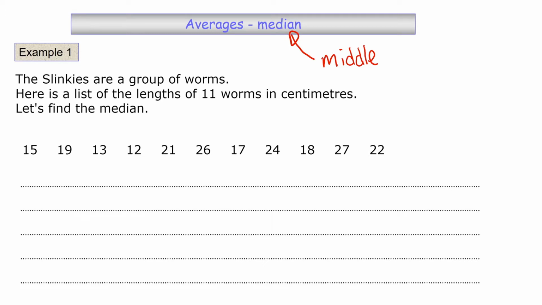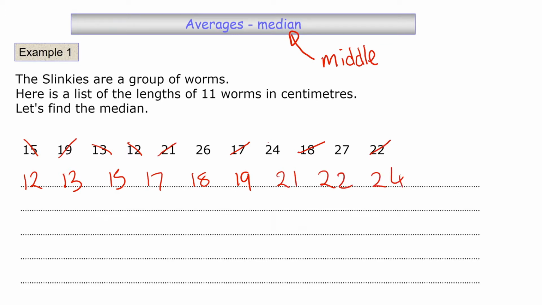So step 1 when finding the median is you put the numbers in order of size. Now I tend to put them in ascending order. Ascending order means smallest to biggest. So you look for the smallest number and then you put them in order. Now notice how I mark off the numbers as I write them. That means that I know that I've included all of the numbers when putting these in order. You can also count them once you put them there. We know that there should be 11 worms. So 1, 2, 4, 6, 8, 10, 11. You know that you haven't missed any numbers out.